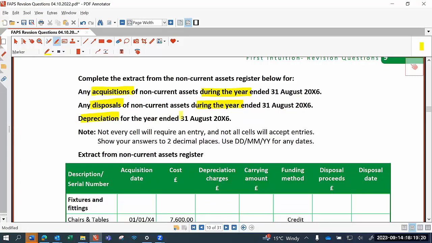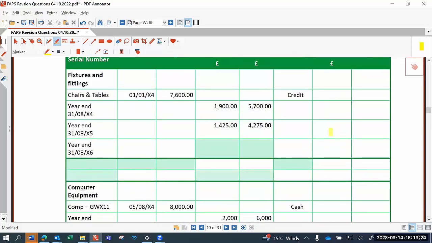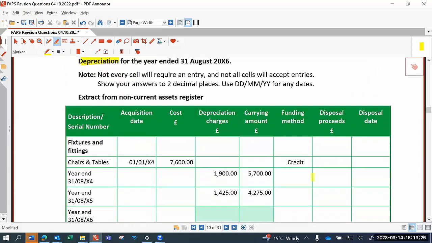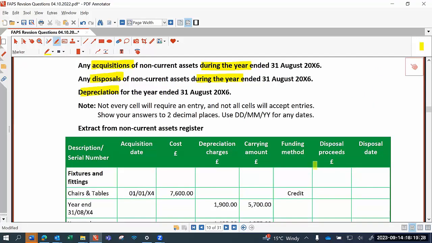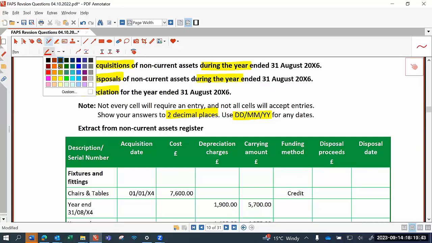It goes on to tell me not every cell will require an entry. So I've got a little, looks a bit like a spreadsheet, doesn't it, here to fill in. So not every cell is going to need an entry and not all cells will accept entries. Show your answers to 2 decimal places and use a day, month, year format for any dates. So I've got to be very careful I follow any question-specific instructions.